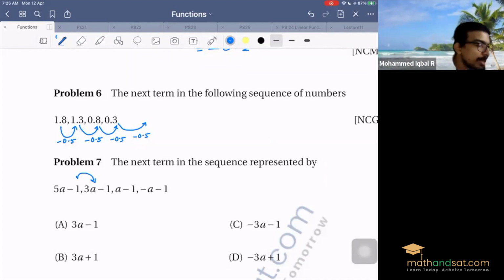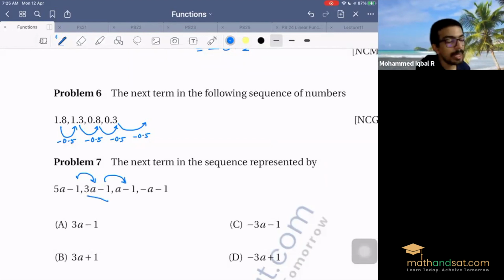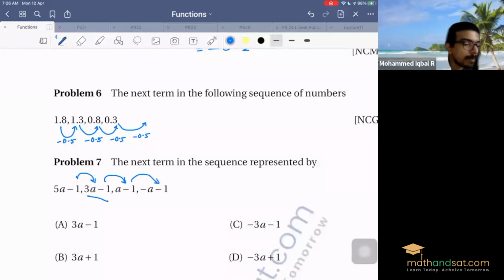Now, similarly, from the second term to the third term, 3a becomes a. Again, the same trend, the same pattern. Going from 3a minus 1 to a minus 1, you're reducing by 2a. Now, going from a minus 1 to minus a minus 1, again the same trend.